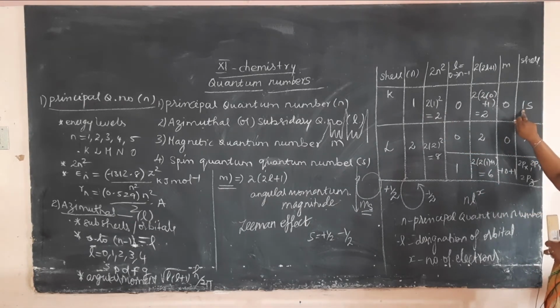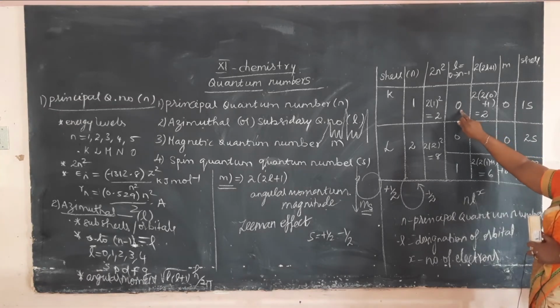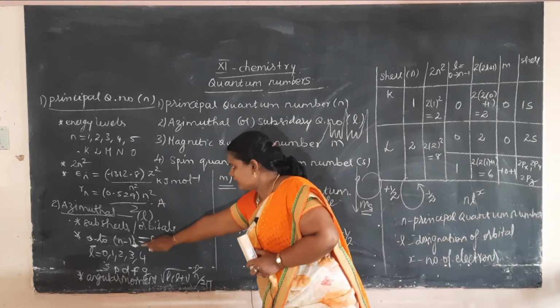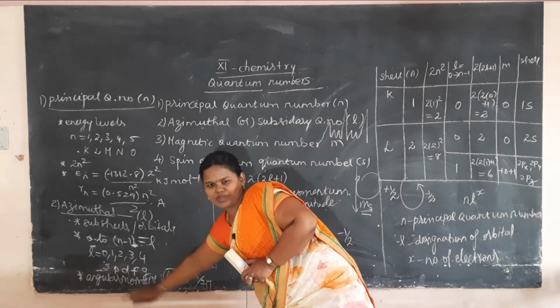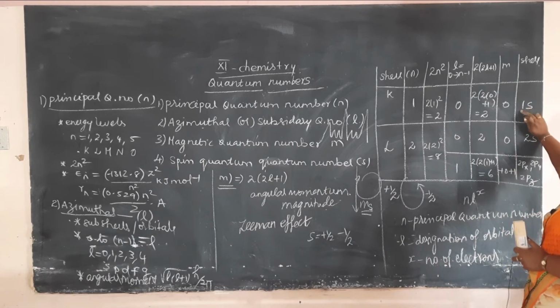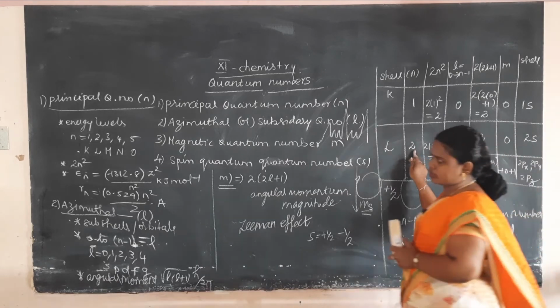So what did I put in place of that n? 1. And when L is equal to 0, what should we say? When L is 0, which is the orbital? Here it is the s orbital. When L is equal to 0 it is s orbital, so s. Okay, so 1s.